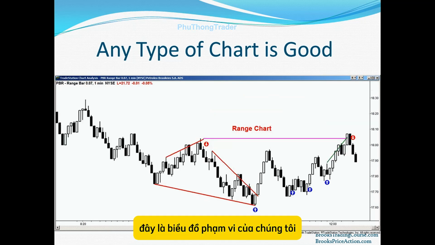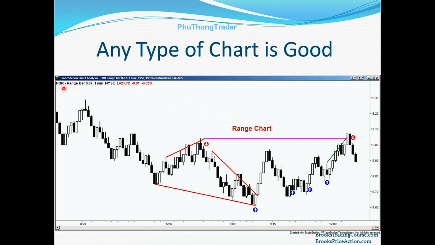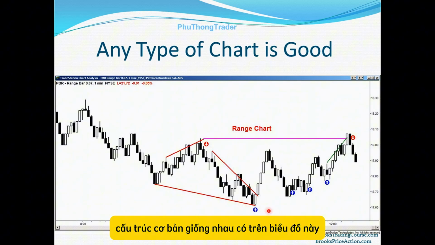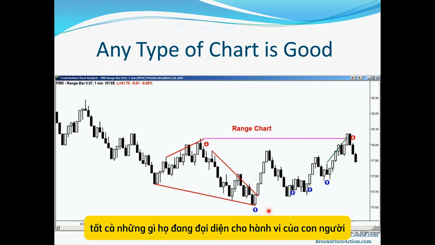Here's our range chart. This is a range chart of the same 5-minute chart of Petrobras PBR. And again, the same basic structure is present on this chart as was present on the other charts. It does not matter what type of chart you use. All they are is representing human behavior.